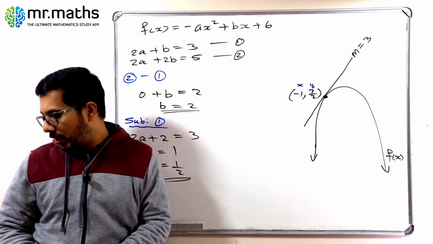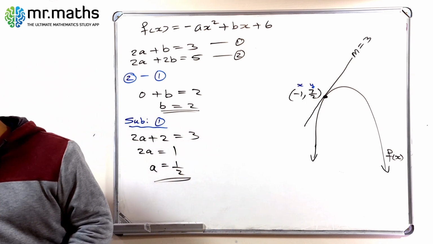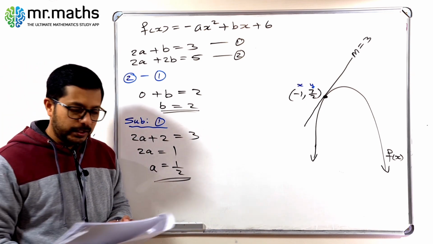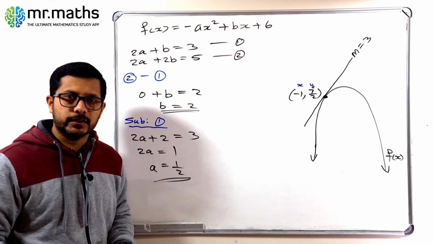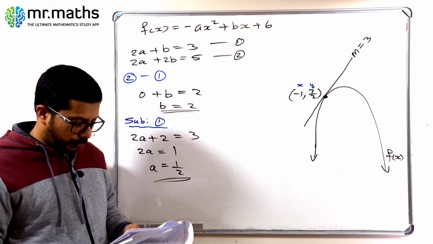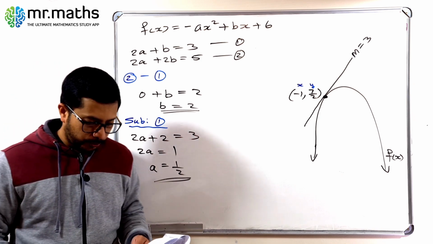Okay. Look at question 4.1. What do we want to show? a is equal to 1 over 2 and b is equal to 2. We got the answer. Okay, that is question number 4.1. Now let's go to question number 4.2.